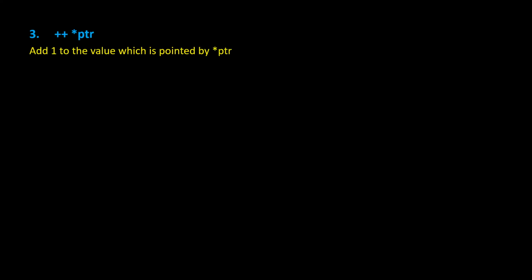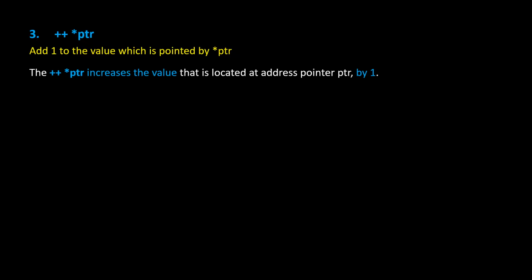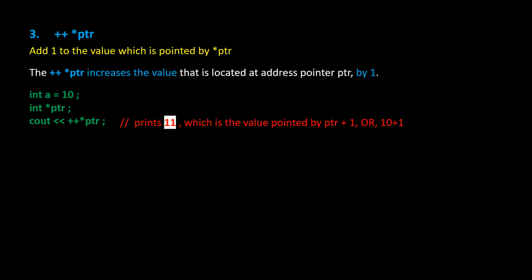Number 3. ++*ptr. It means, add 1 to the value which is pointed by *ptr. The ++*ptr increases the value that is located at address pointer ptr by 1. In this example code, see the cout statement on line 3 prints 11, which is the value pointed by ptr, plus 1. Or, 10 plus 1, which is 11.